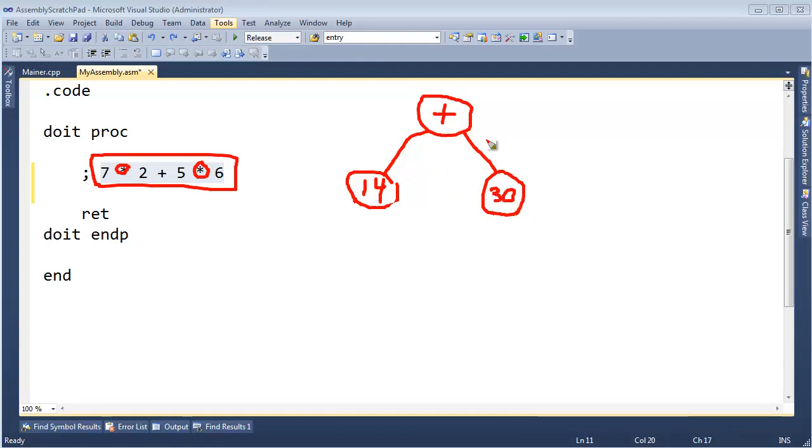Well, then we just keep going. We need to collapse the rest of this expression tree. So we have the plus, with a left of 14 and a right of 30. So 14 plus 30 is 44, right? So this will turn into 44. Like so, and then there you go. That's the result of the entire expression: 44. All right, well, good and dandy.